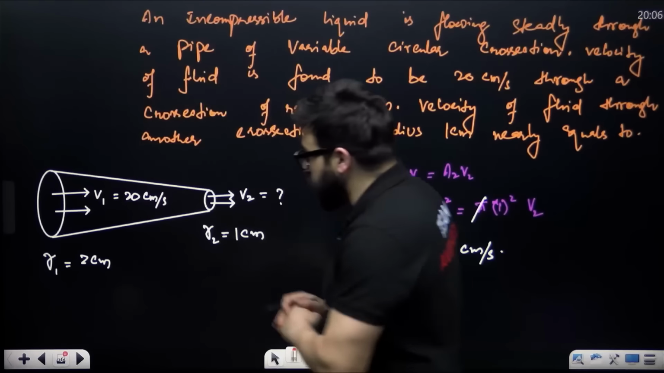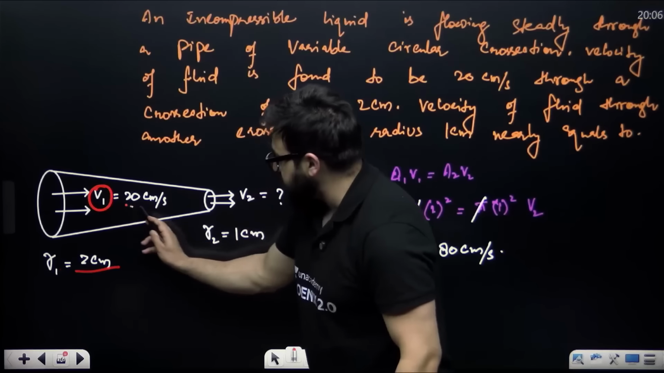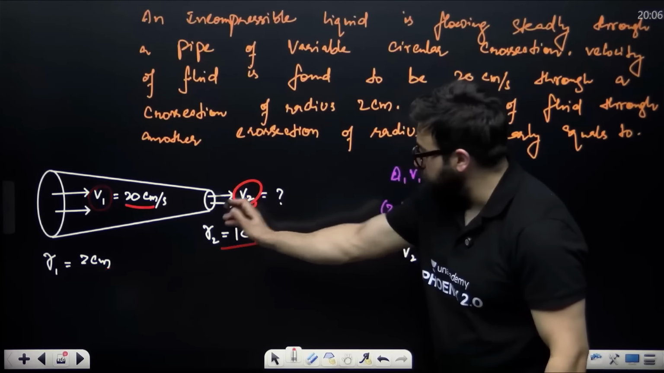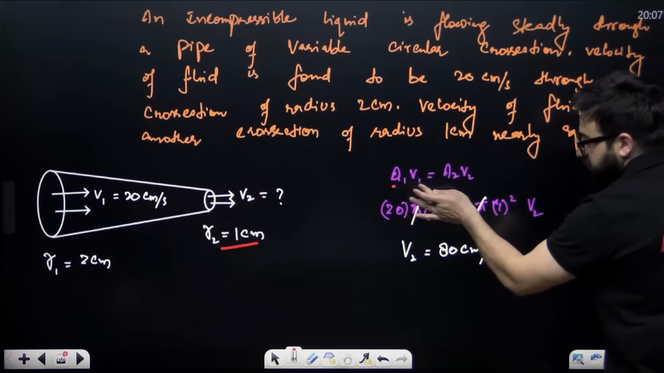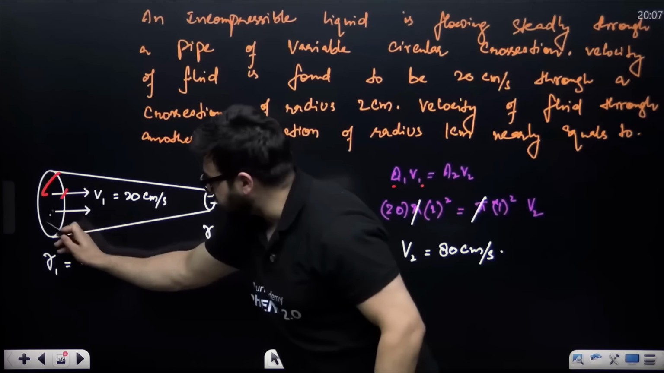Now this is a question over here. The radius over here is given as 2 centimeters. Velocity here is given as 20 centimeters per second. The radius here is 1 centimeter. It asks what is the velocity of the fluid at this point. What will you say? A1 V1 equals A2 V2. Now what is the area over here? That is pi r square.